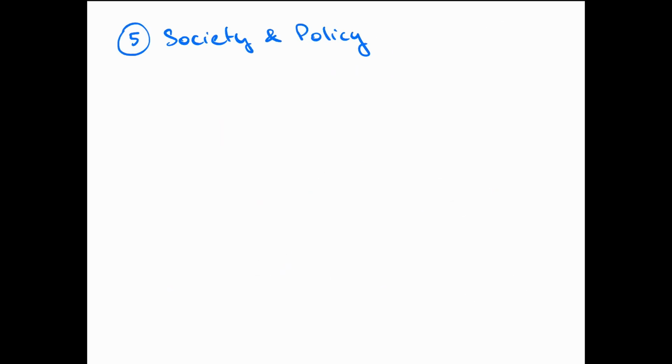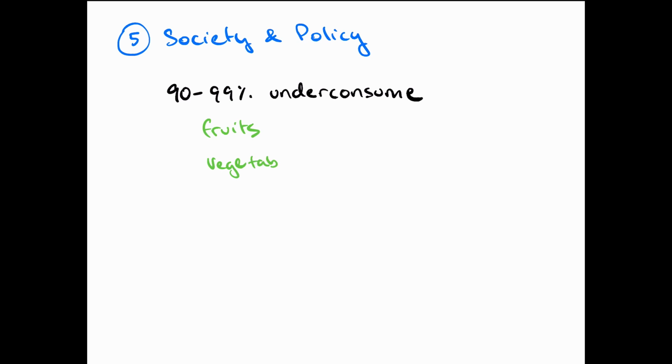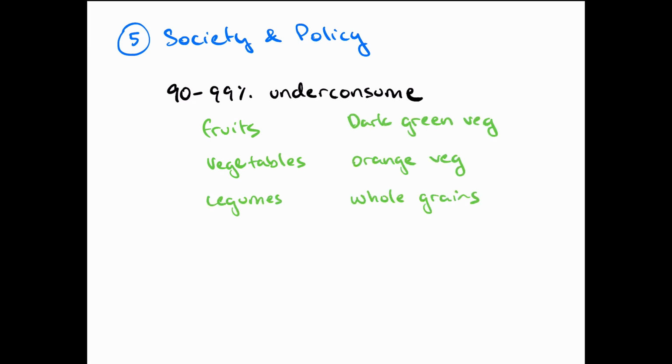Research from the Journal of Nutrition published in 2010 showed that 90 to 99% of young adults underconsume fruits, vegetables, legumes, dark green vegetables, orange vegetables, and whole grains. These are the components of a healthy diet, and nearly everyone is underconsuming it. Whereas 97 to 98% of young adults are over-consuming fats, sugar, and alcohol. These are classically the least healthy components of a diet. Nearly the entire US population is under-consuming the healthy components and over-consuming the less healthy components.